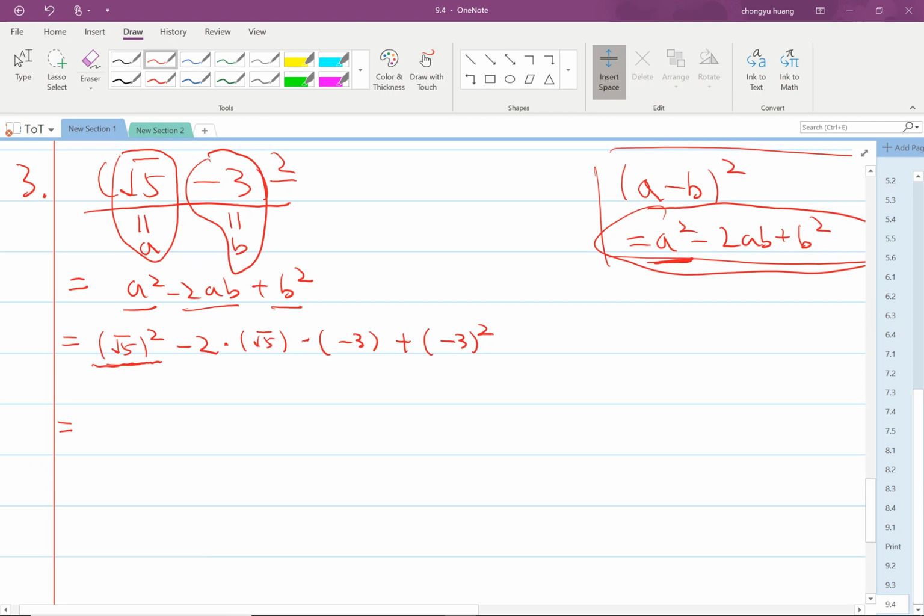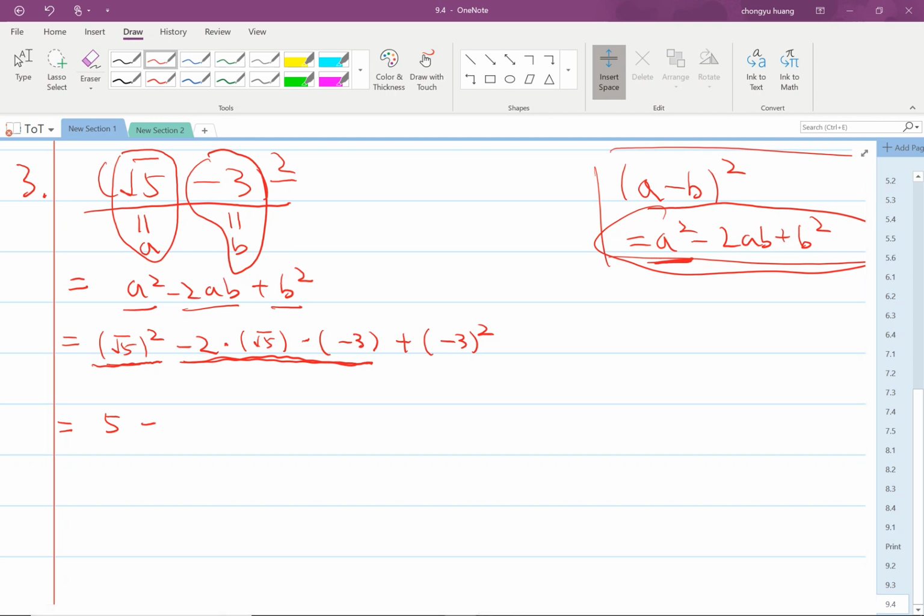Let's focus on the first term. The first term we have is the square root of 5 to the power 2, right? So it's just simply 5. The square root of 5 to the power 2 is just simply equal to 5. Now the next term we have is negative 2 multiplied by the square root of 5 multiplied by negative 3.